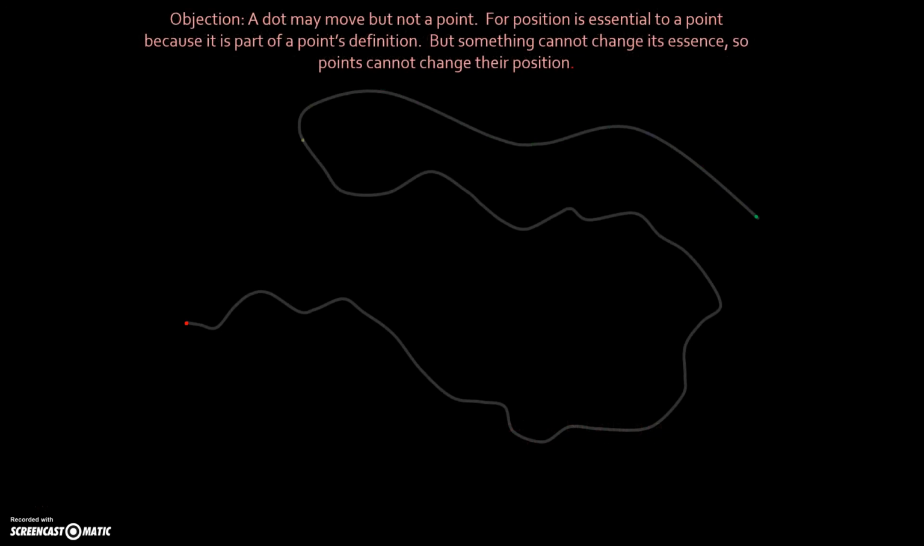Objection 1. A dot may move, but not a point, for position is essential to a point, because it is part of a point's definition. But something cannot change its essence, so points cannot change their position. What is the fact of the matter? Can points move?